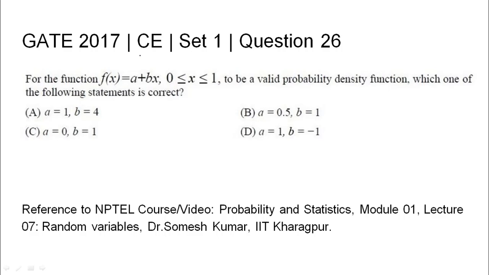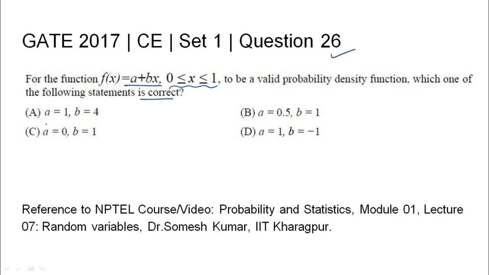GATE 2017 Civil Engineering Set 1 Question 26. For the function f(x) equals a plus bx, where x is in between 0 and 1, to be a valid probability density function, which one of the following statements is correct?